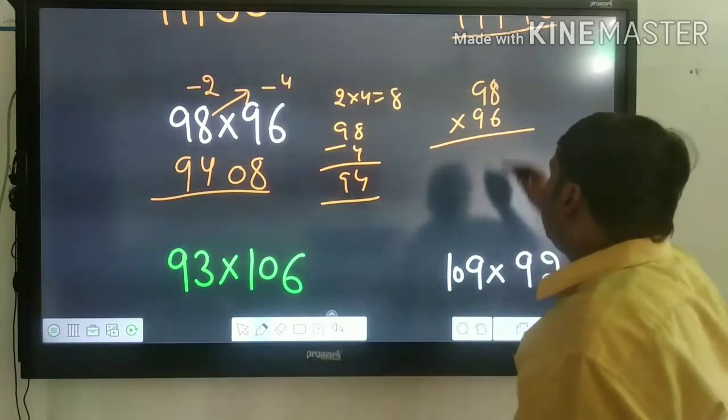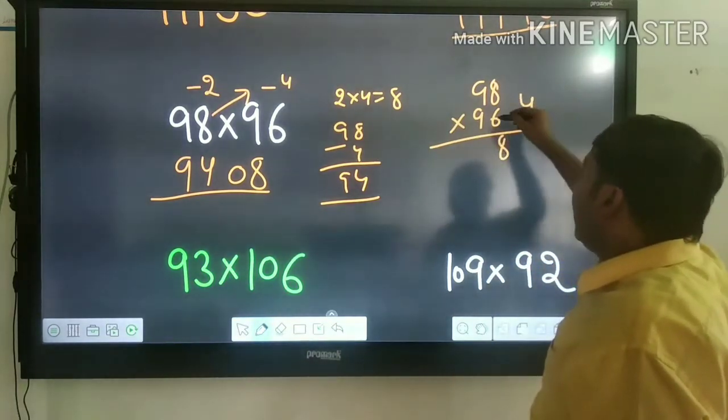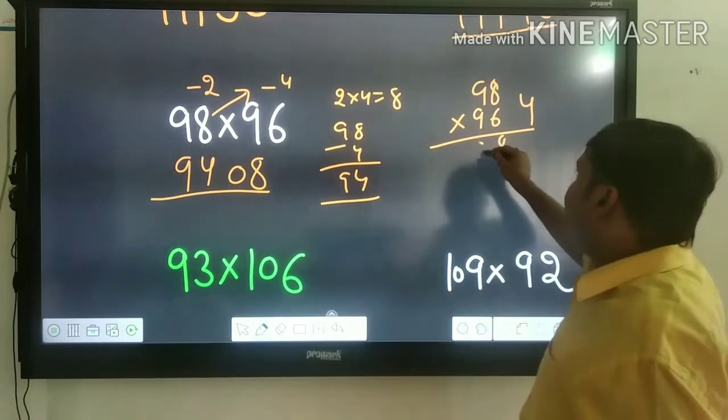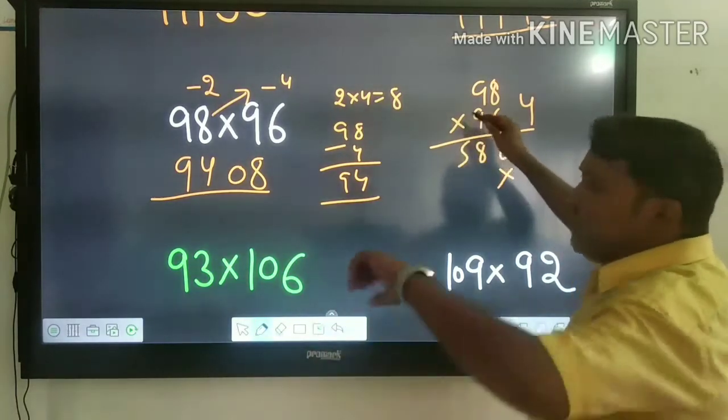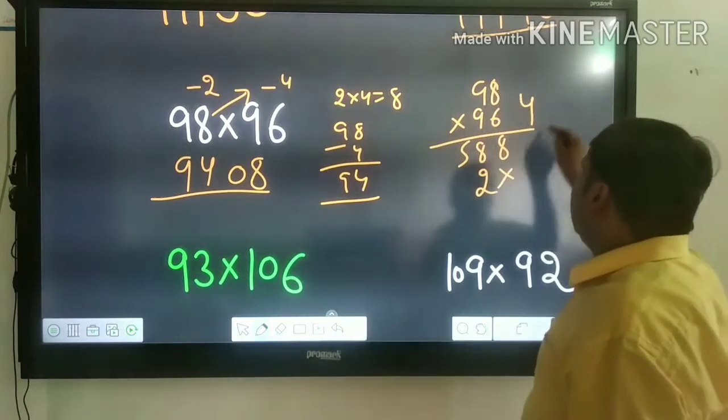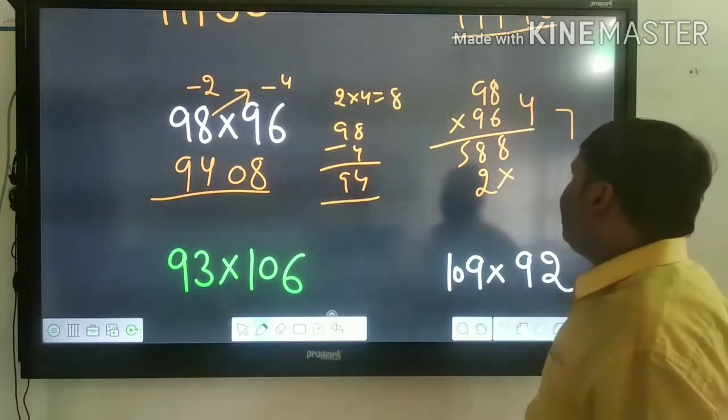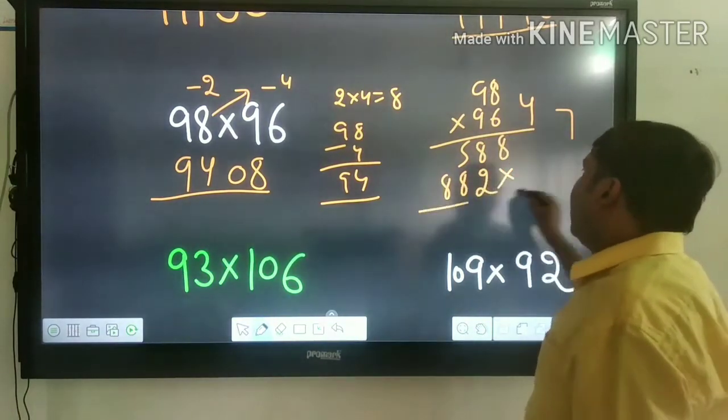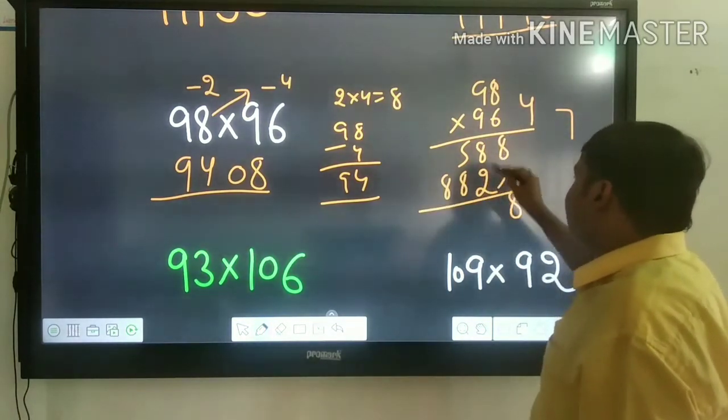Now I am going to verify with the traditional multiplication, so you can get confidence in the method, that you will get the same answer if you apply this correctly.